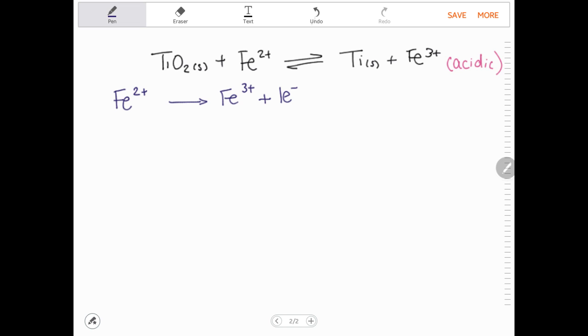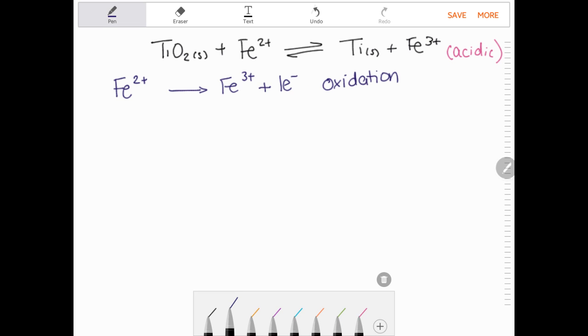Now, because this is an acidic solution, I don't need to consider any further steps, and this is simply my first half reaction. Now, if I'm to label this, since I'm losing electrons, what happens here is an oxidation half reaction.